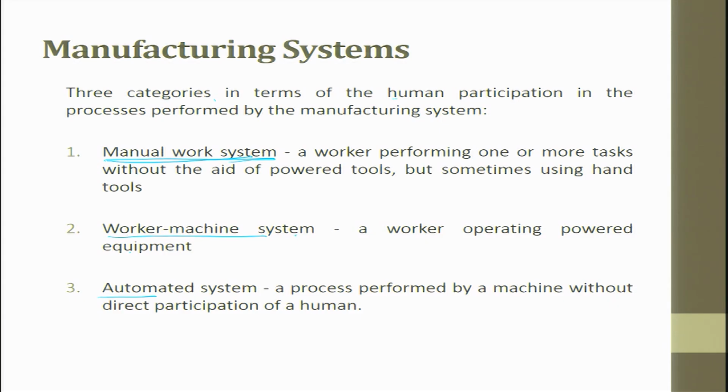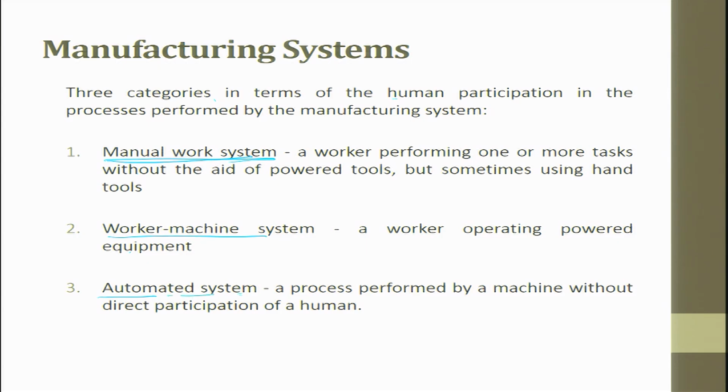Worker and machine system is drilling. You have a workpiece, you have an automated machine. So, you use the machine, you have a workpiece, it is held in a fixture and then a worker starts using it. So, it is worker machine system. A worker operates the power equipment.